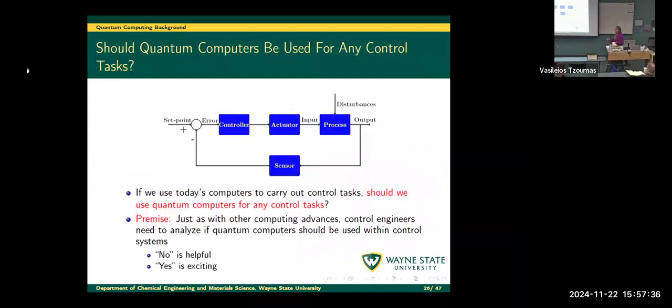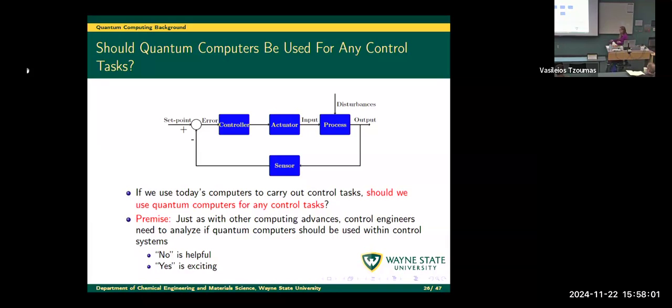So if we use today's computers to carry out classical control tasks, should we be using quantum computers for any control tasks? And the premise of what we've been looking at is that control engineers have taken a lot of advances in things like computing and networking already, and they've said which ones of these are useful for me, and then they've made those so that we have much better control strategies now than we did a long time ago. And so the thought is that, just as with those other ones that we needed to evaluate and then see if they were good for control, we need to do the same thing with the quantum computer.